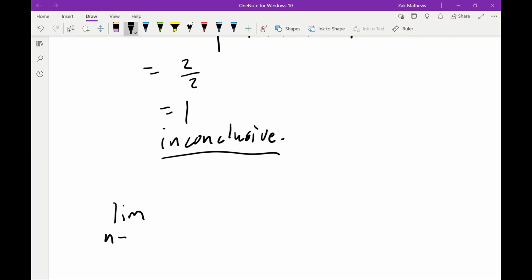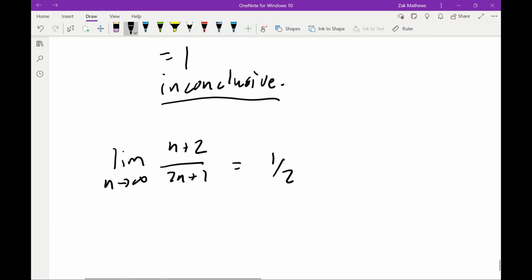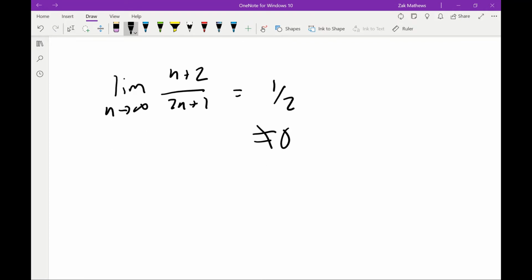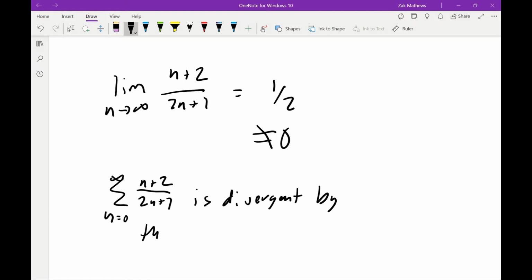Nth term test says let's take the limit as n goes to infinity of (n plus 2) over (2n plus 7). That is going to 1/2, which is not equal to 0, and so that tells us conclusively that the series is divergent. The series n equals 0 to infinity of (n plus 2) over (2n plus 7) is divergent by the nth term test.